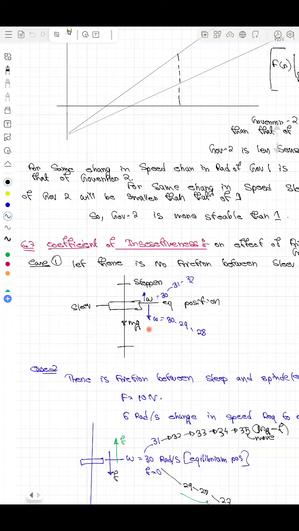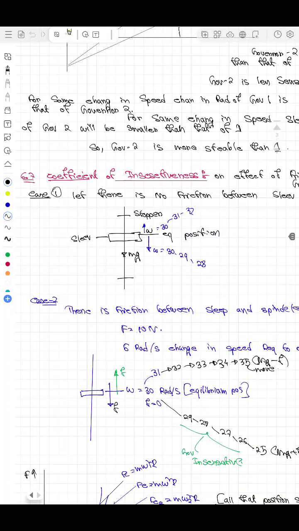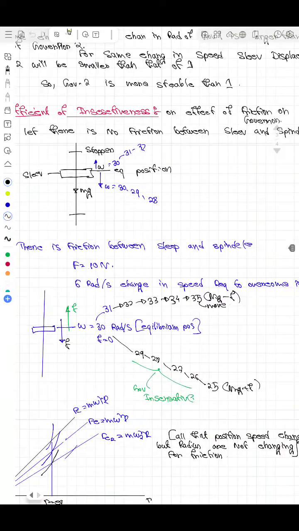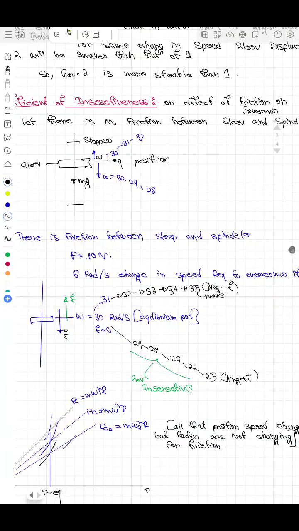Angular speed we are just putting, say 30, 29, 28, some speed. But maybe there is an insensitiveness, so till 28 it is not going to move. There will be friction, that's why it is not going to move to the stopper position. In this case you can understand that the force we are applying is 10 Newton and a 5 radian per second change in the speed is needed to overcome it. So till a 5 radian change on the plus and minus side, there will not be any change.